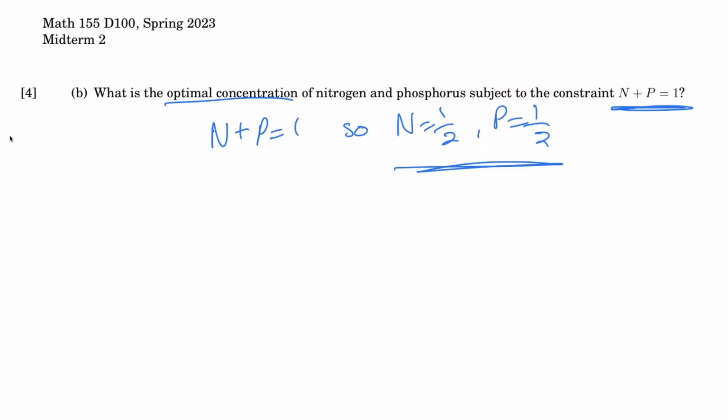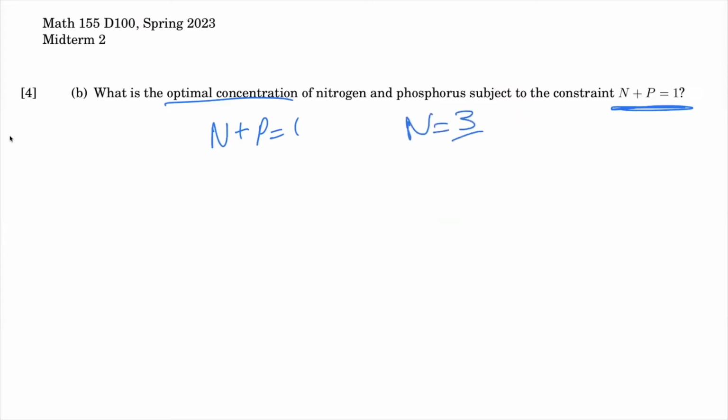You don't know that just from this equation here. If n plus p is equal to 1, you could have had, say, n equal to 3/4 and p equal to 1/4. That satisfies this equation here, but we don't know if that is the optimal concentration. So some people jump straight to that point.